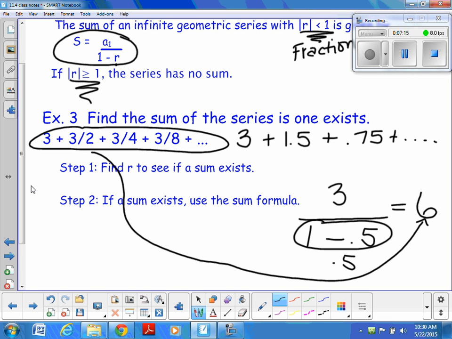The first term is 3. The sum of the first term is 3. The sum of the next two terms is 4.5. When I add this up, isn't it getting closer and closer to 6? It'll never pass it, believe it or not. I made them do that one year. I made them go out to the first 25 terms to prove to me that it'll never pass 6. But I'm not going to make you do that. So, okay, let's do another one.